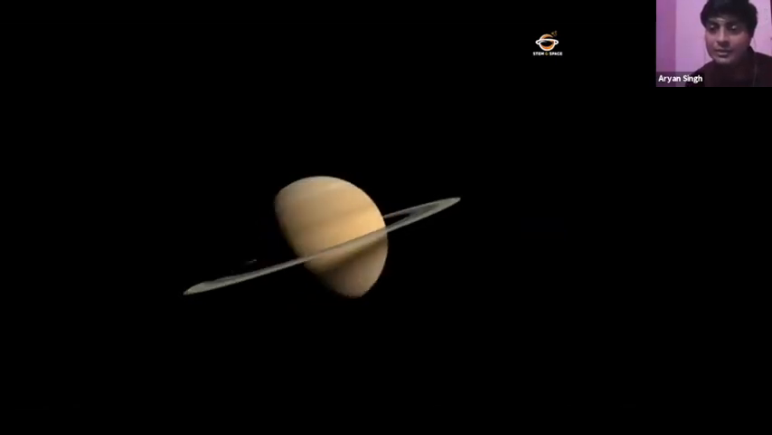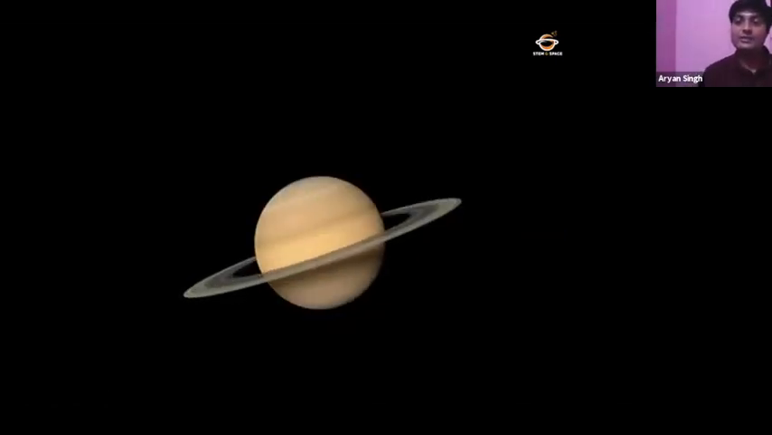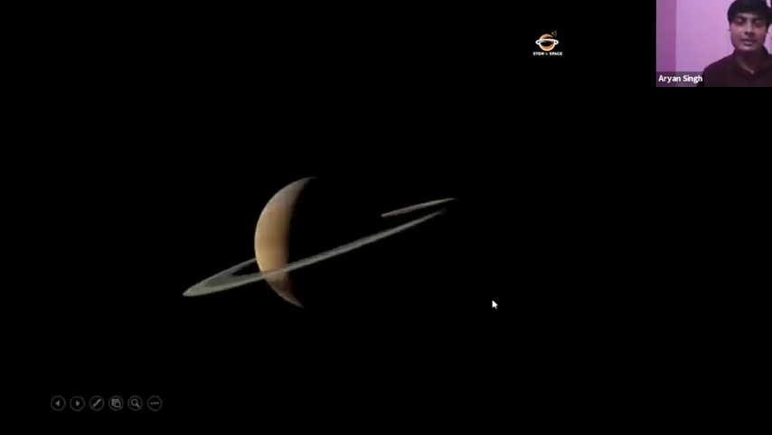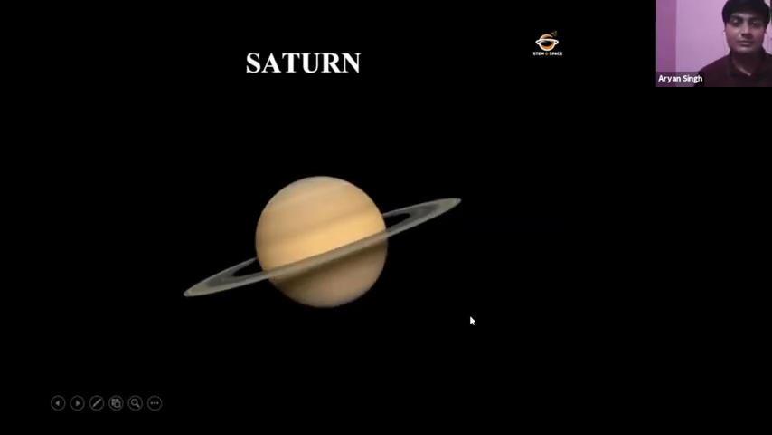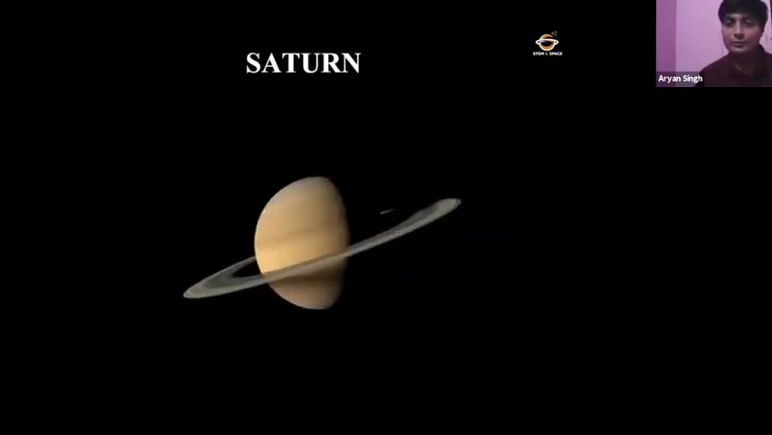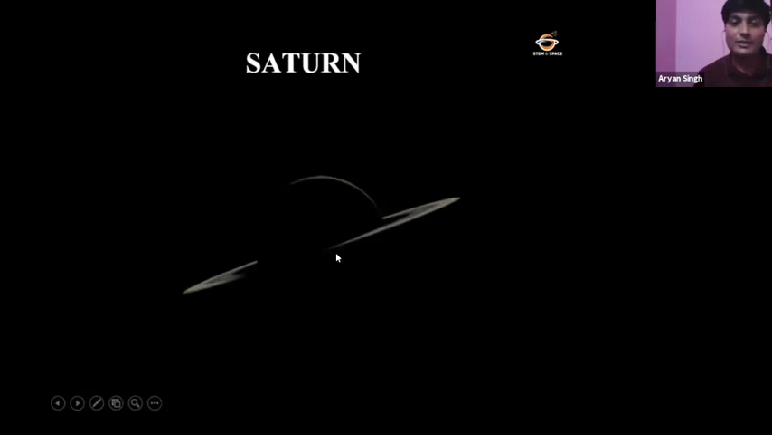Okay, so moving ahead, after Jupiter, which planet is this? Okay, Anya, Munish, Ojas, Arshia, everybody has answered correctly. Karthik, Sanvi, that's Saturn, that's correct. So let's talk about Saturn now. Well, the features of Saturn are easily visible. The most famous one is its rings.